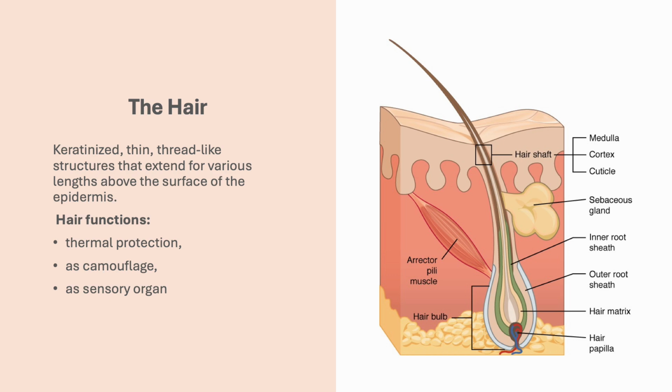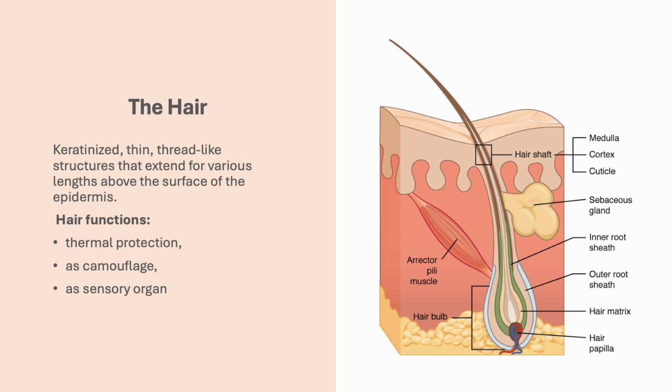The hair is a keratinized, thin, thread-like structure that extends for various lengths above the surface of the epidermis. Hair functions as a thermoregulator, as camouflage, and as a sensory organ. We can have the hair papilla, which is the root, the hair matrix, and the outer root sheath. They all form the hair bulb.